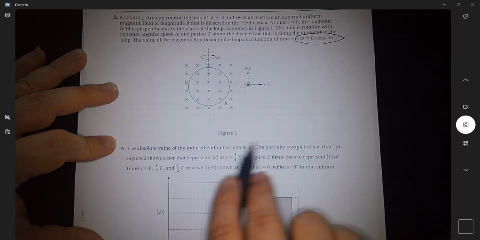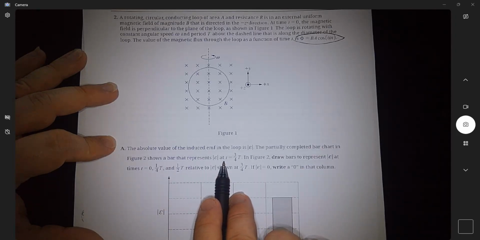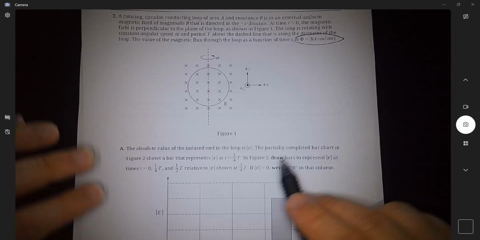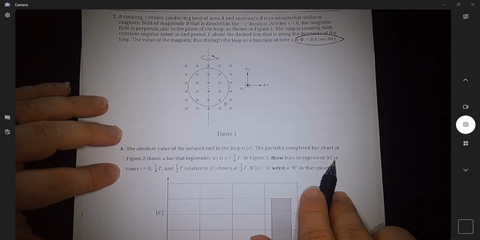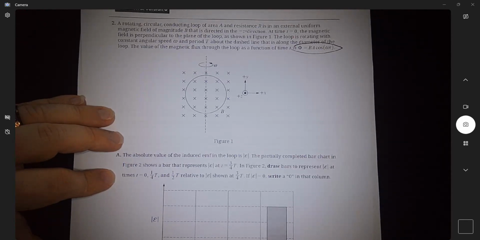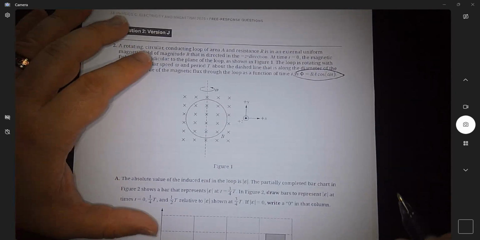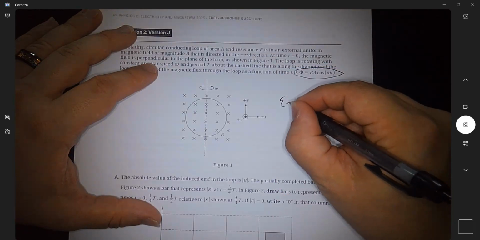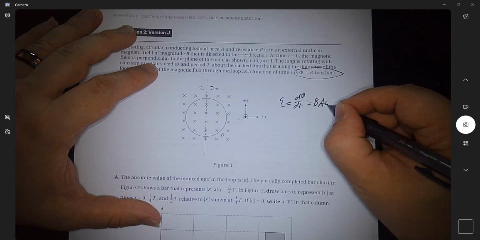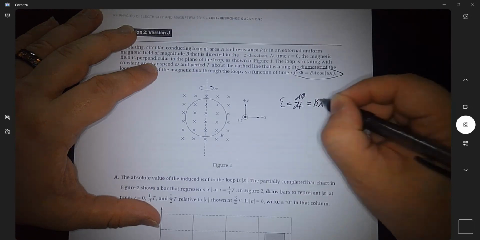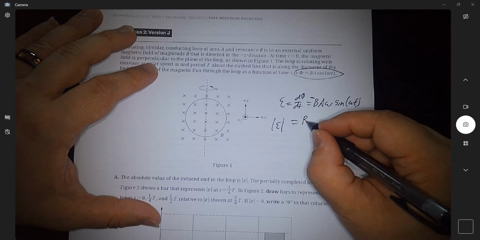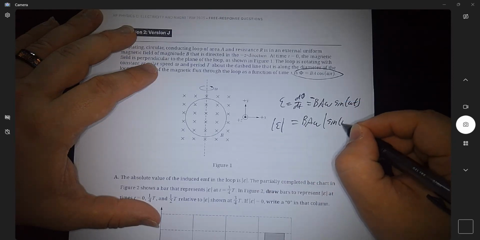The partially completed bar chart in figure 2 shows the bar that represents the EMF at time 3/4 T. In figure 2, draw bars that represent the absolute value of the EMF at times 0, quarter T, and half T. If EMF equals 0, write 0 in that column. Okay. So EMF is d flux over d time. So that would then be BA omega sine omega t with a negative. But we're asking about the absolute value of EMF, so that would be BA omega sine omega t.